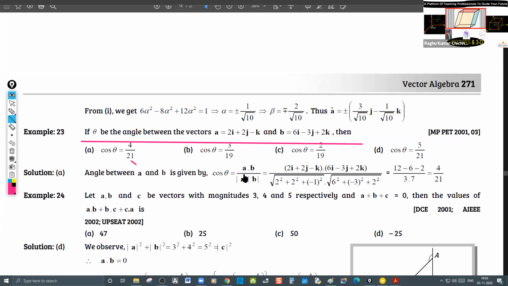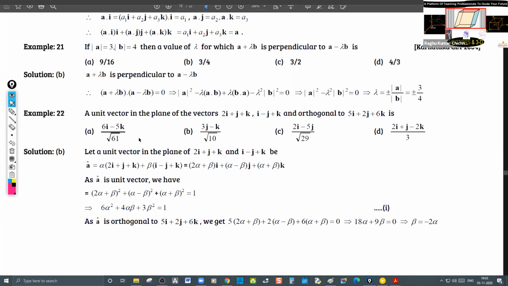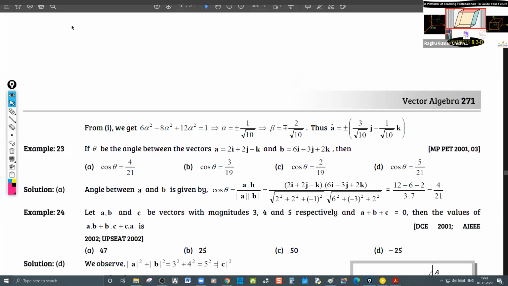So what is the angle between the vectors? The formula is cos theta equals A dot B by mod A into mod B. Important, please. This is also a previous question which is to be understood properly. Can any one of you tell me the data, please? I'll write the data.